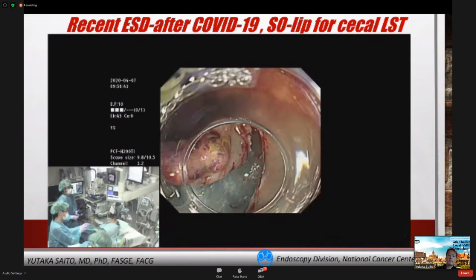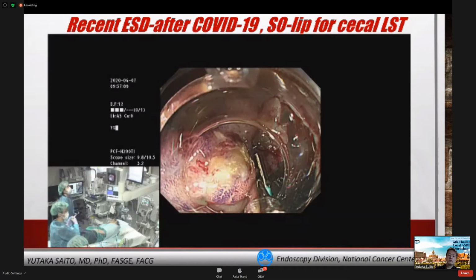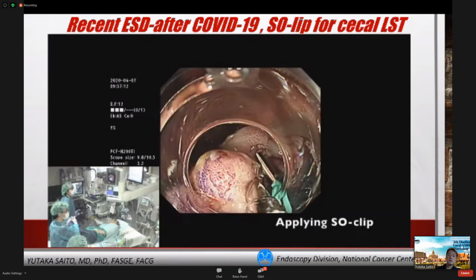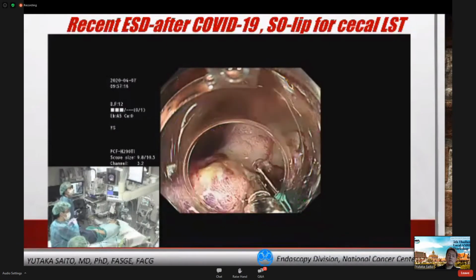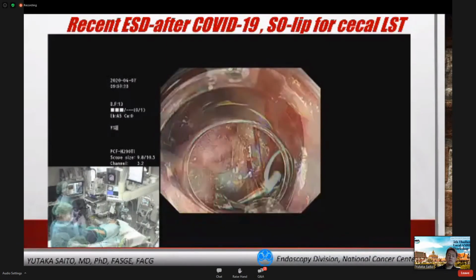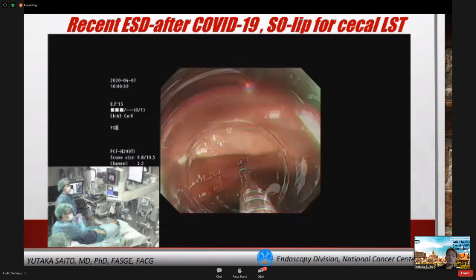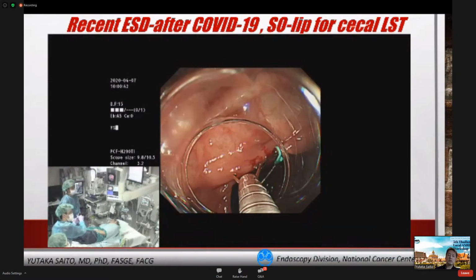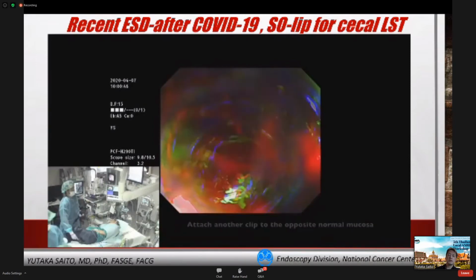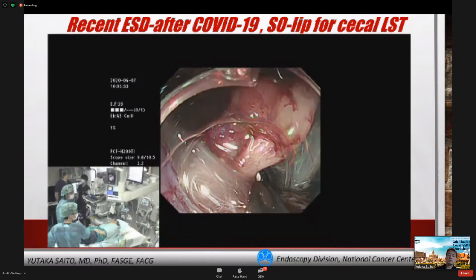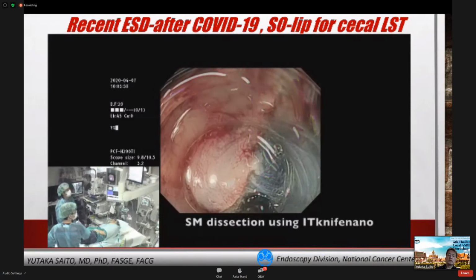But sometimes, only using the pocket creation method, it's difficult to visualize the cutting line. So the traction method is really useful, even with pocket creation. Now the submucosal layer expands. The traction is really nice for the resected specimen.